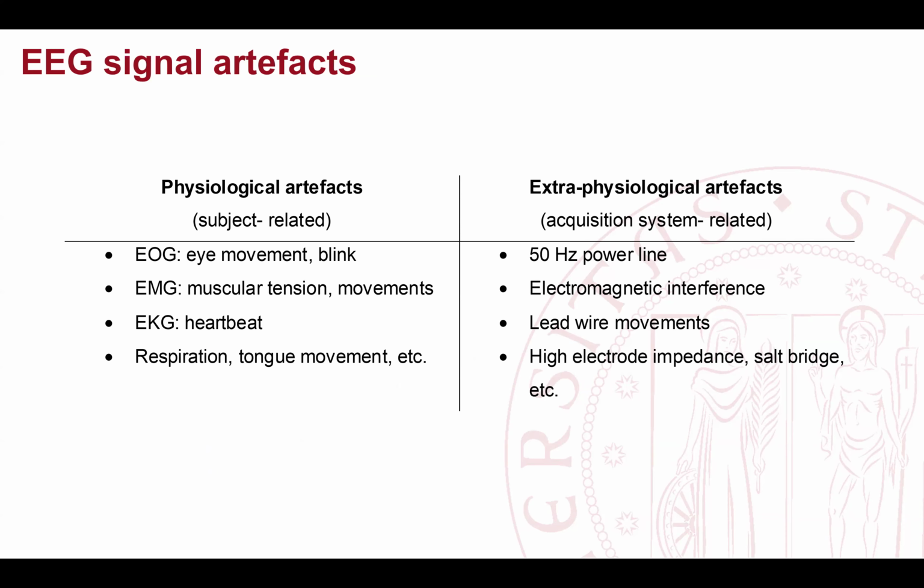But generally speaking, we can define two main types of artifacts. The physiological artifacts, which are related to the specific subject in general, and the extra-physiological artifacts, which are normally related to your acquisition system or your environment or your protocol. Physiological artifacts are generally other biological sources: not only the brain produces electrical activity, there are a lot of other biological systems that produce electrical activity. Our heart, our lungs, our muscles, they are all producing electrical activity. And this electrical activity, of course, is captured also by the same type of electrodes.